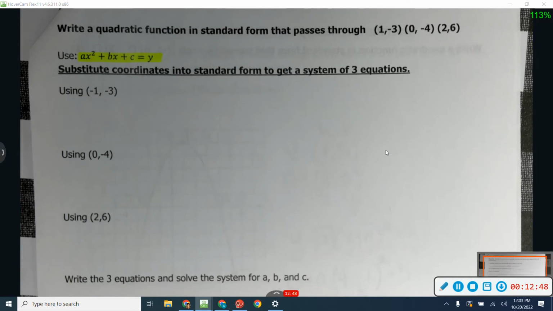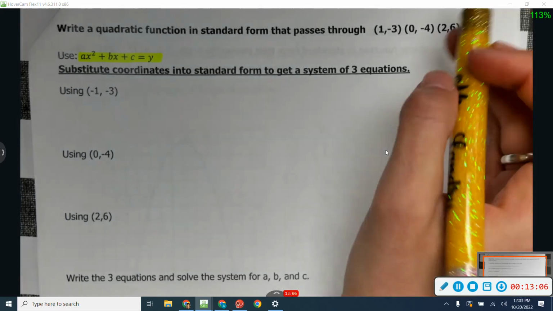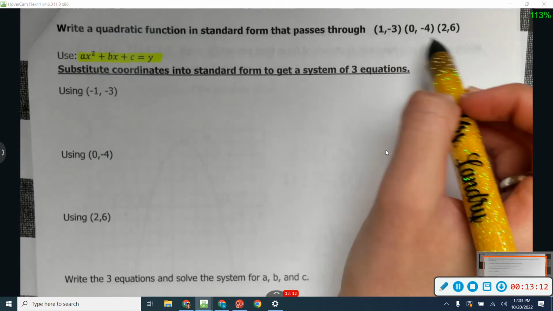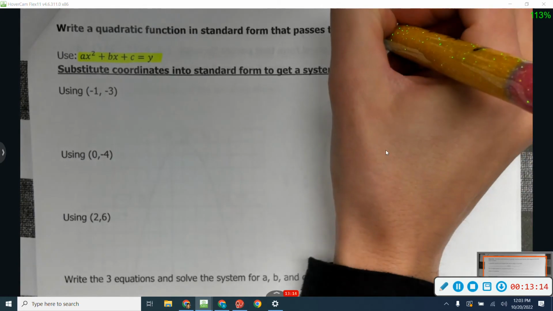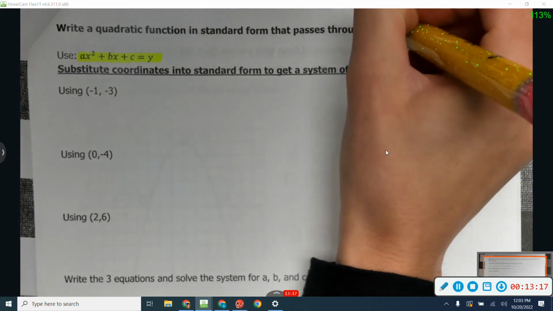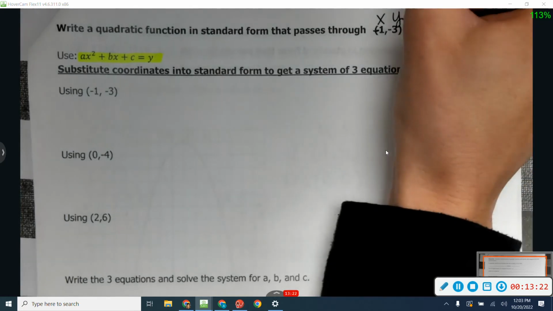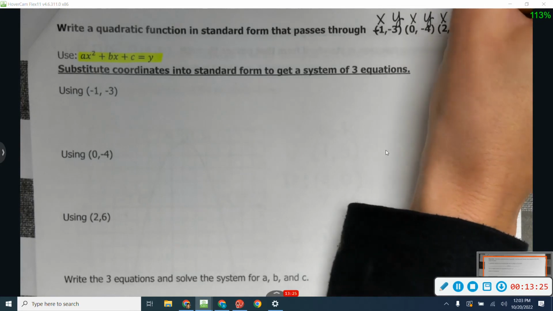If you remember our chapter where we had systems of equations and we had to do a system of 3, it's back, okay? But so far it's seemed like it's easier this go around. So what we're going to do is every ordered pair, we've got 3 ordered pairs, is going to be my 3 equations. So the first one should have a negative 1, negative 3. And then I've got 0, negative 4, and I've got 2, 6.